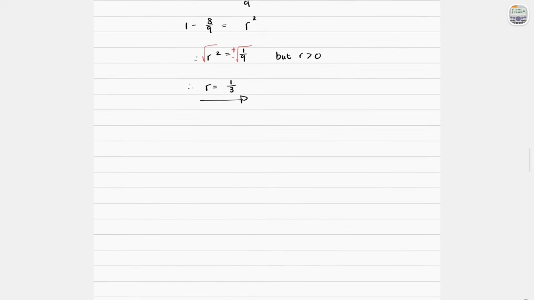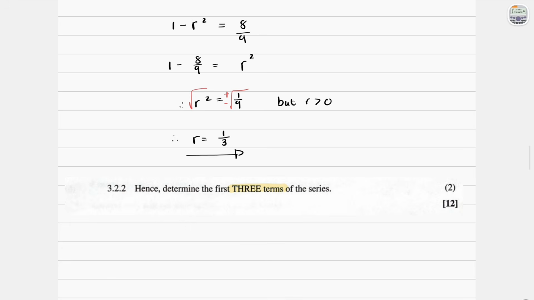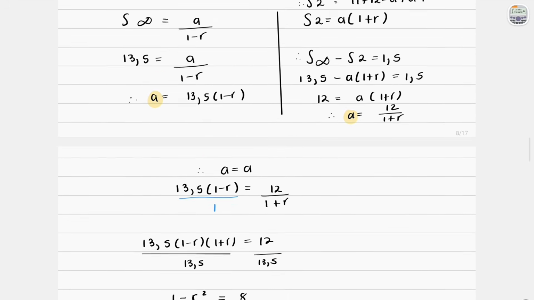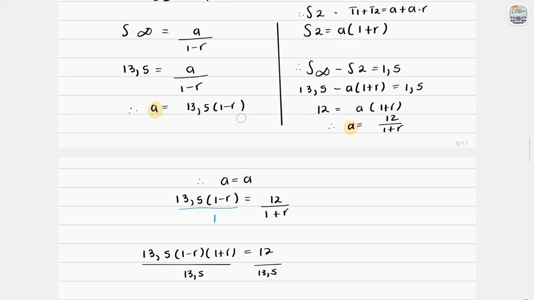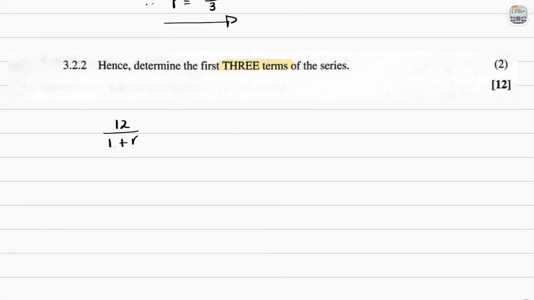Moving on to the next question. Question 3.2.2, the last question for question 3 says, hence determine the first 3 terms of the series. Okay, so now that we know what r is, let's find the first 3 terms. So we had expressions for a over here and over here. I'll just take this one because it just looks a little more simple. So we'll take this, and in place of r, we'll substitute that r value. So a is equal to 12 over 1 plus 1 over 3. And let's find out what that is, which is 9. So that's 9.